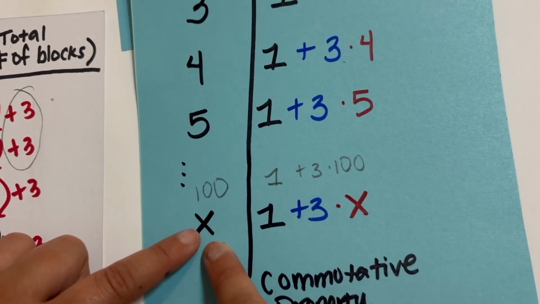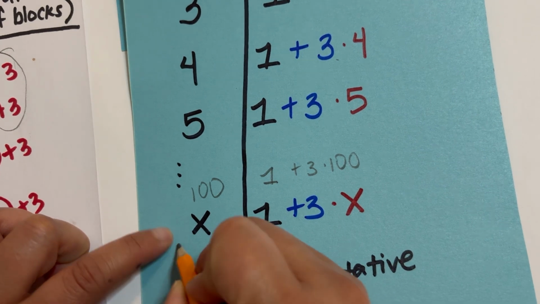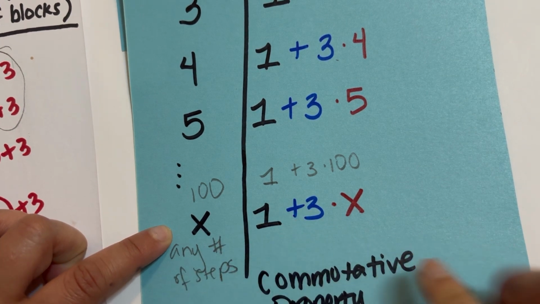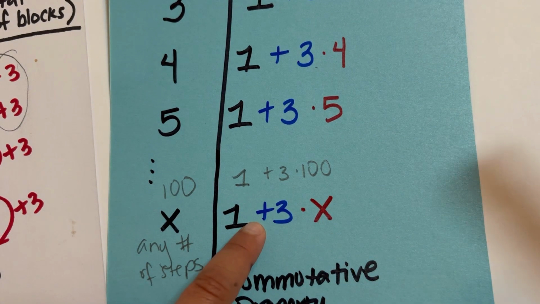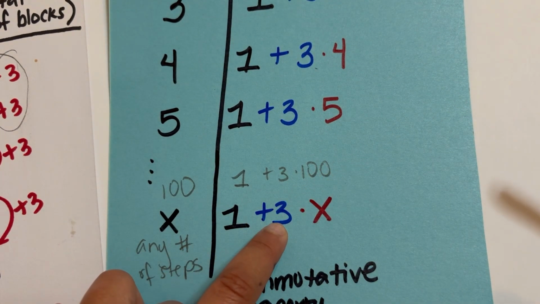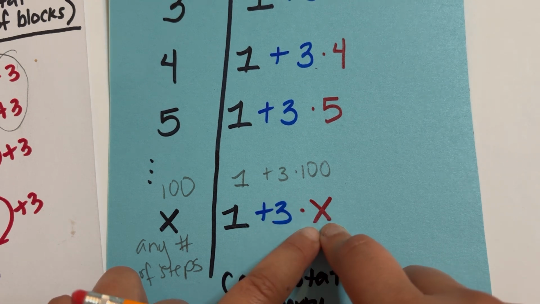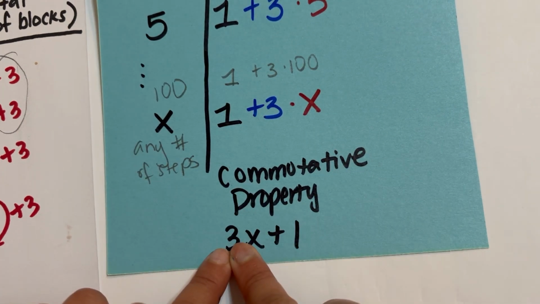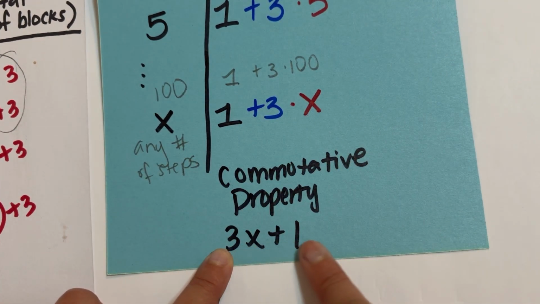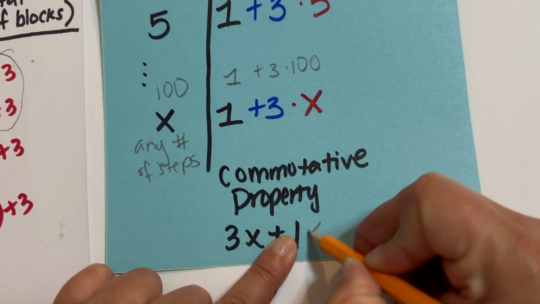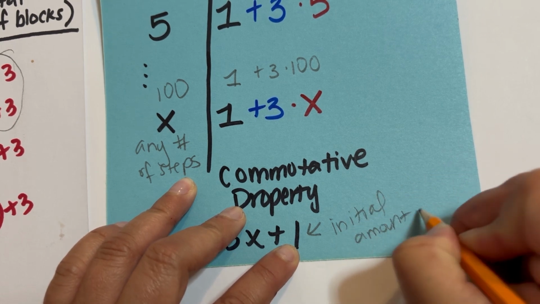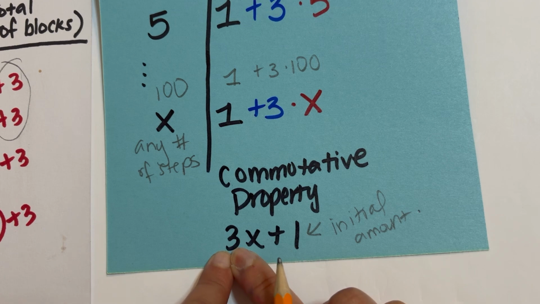We can use the letter X to represent any number of steps. It represents any number. We'll always start with that first yellow block and we'll add 3 X number of times. 1 plus 3x. We can use the commutative property to switch the order and write 3x plus 1. The 1 represents the first block we started with, the initial amount, and 3 represents the slope, that we're adding 3 each step.